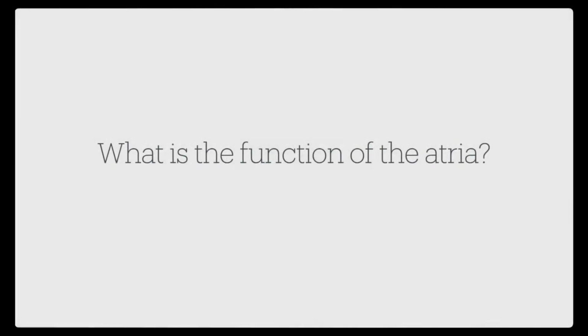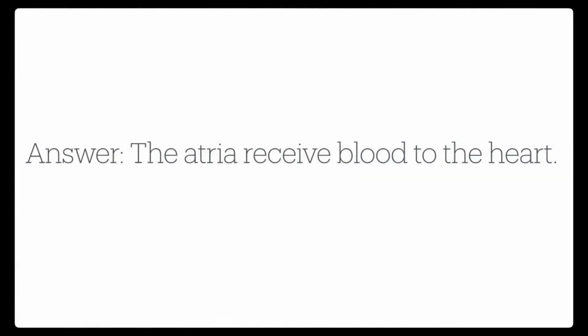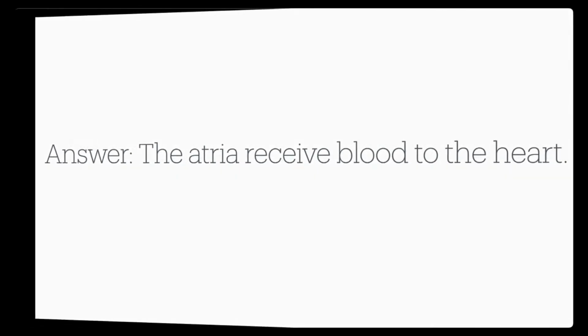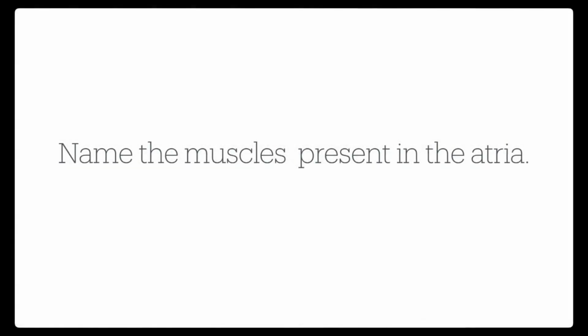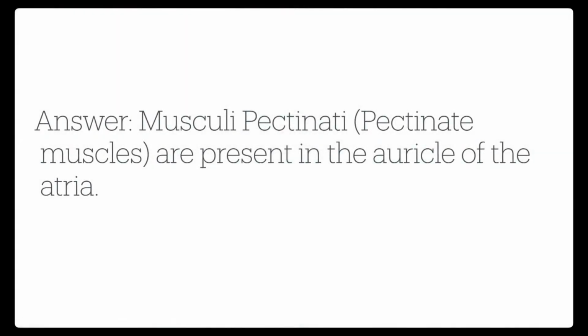Okay, let's talk about the atria. What is the function of the atria? That's right. The atria receives blood to the heart. Name the muscles present in the atrium. That's right. Musculi pectinati, pectinate muscles, are present in the auricle of the atrium.